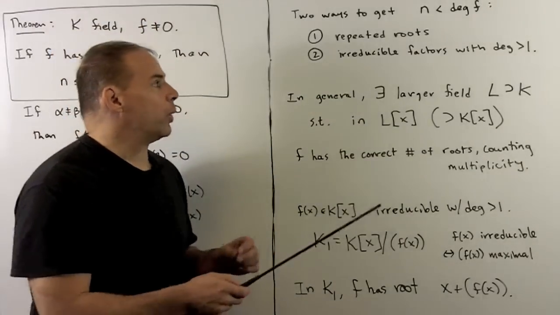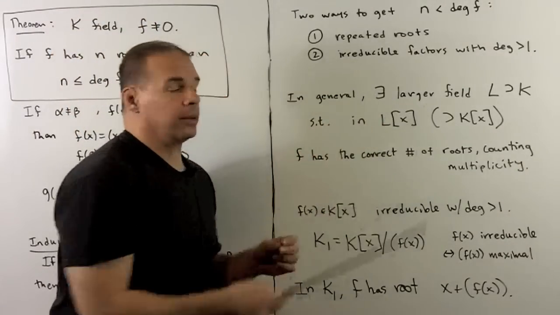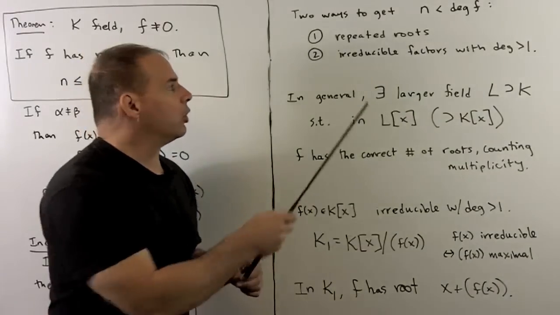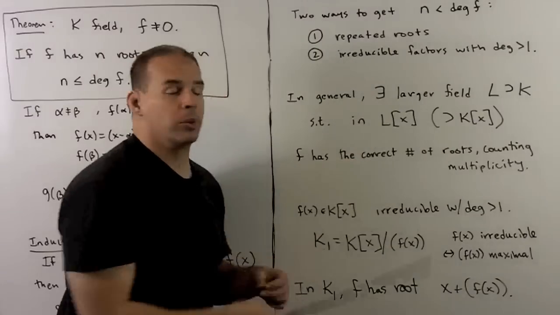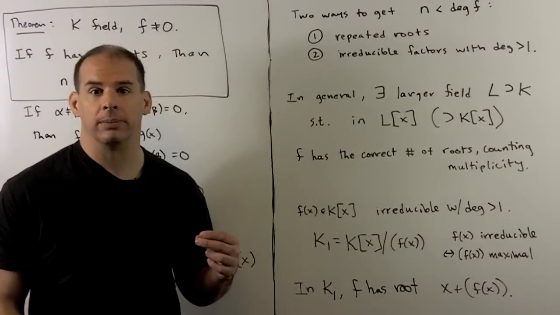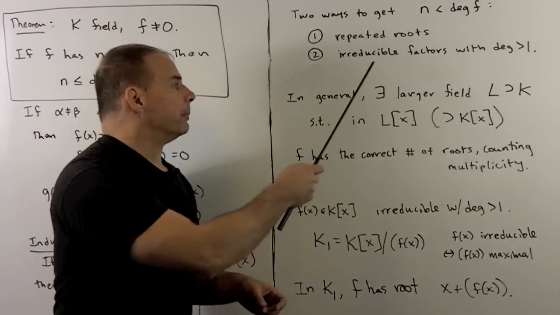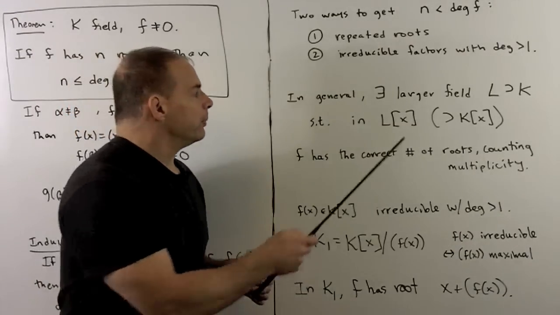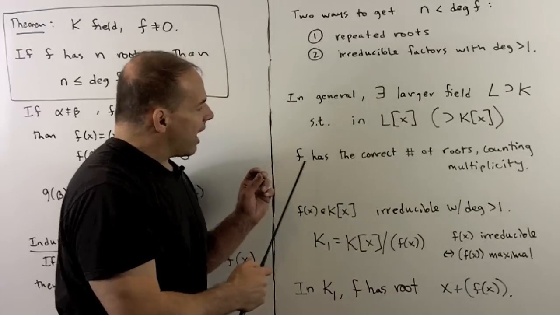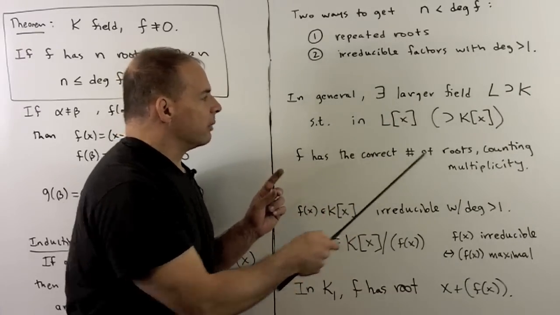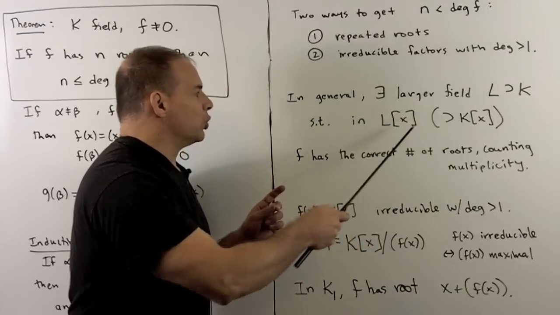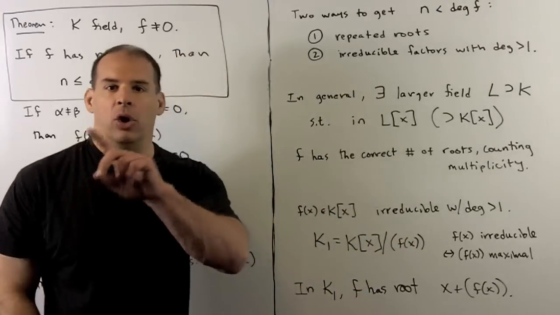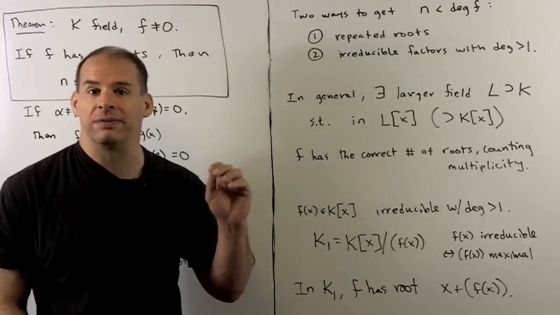Now, when do we have strict inequality? When we have repeated roots, or when we have an irreducible polynomial when we factor, with degree greater than 1. Now, in general, there's always going to exist a larger field such that f will have the correct number of roots, counting multiplicity, in that field adjoin x. So what this just means is that our polynomial will factor completely into linear factors.